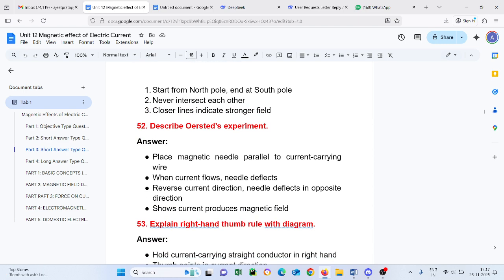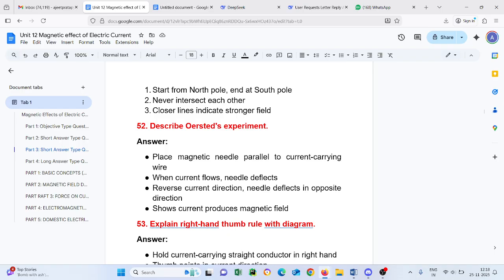Question number 52. Describe Oersted's experiment. Answer: place a magnetic needle parallel to the current carrying wire. When current flows, the needle deflects. Reverse the current direction, and the needle deflects in the opposite direction. So current produces a magnetic field.